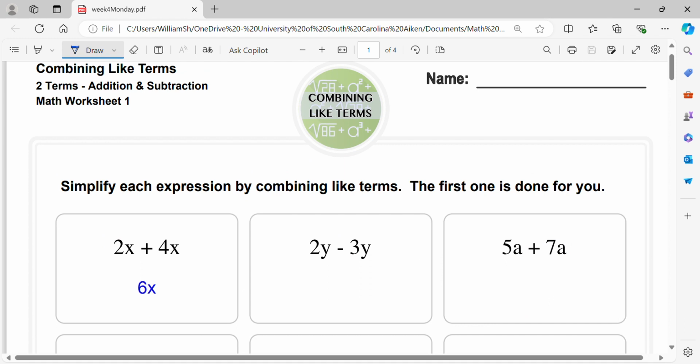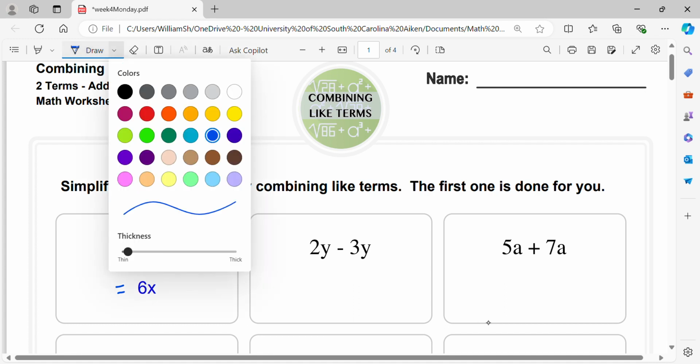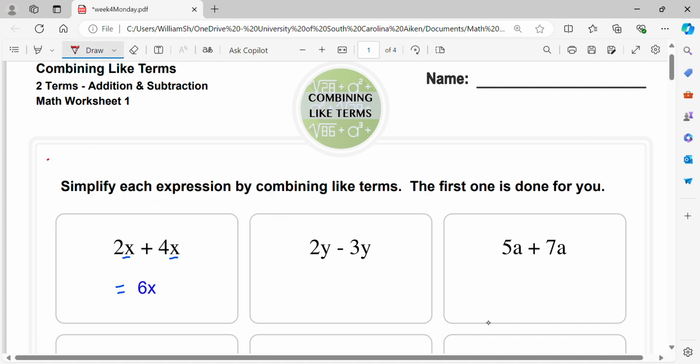Okay, so if I look at this first operation here and I go about simplifying it, it says 2x plus 4x. Now they've already solved the first one for you. It equals 6x. The reason I can combine these is they both have an x. Because they both have x in the term, I can just add the 2 and the 4 out front and combine them.